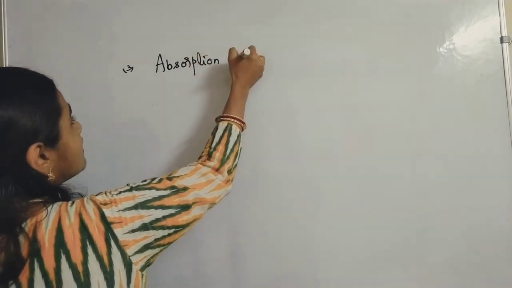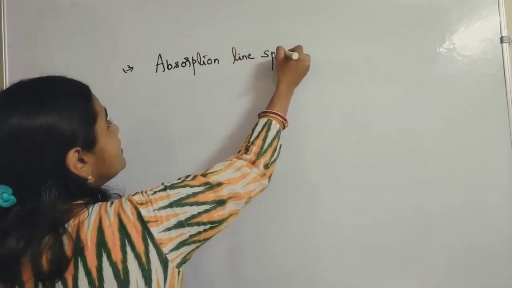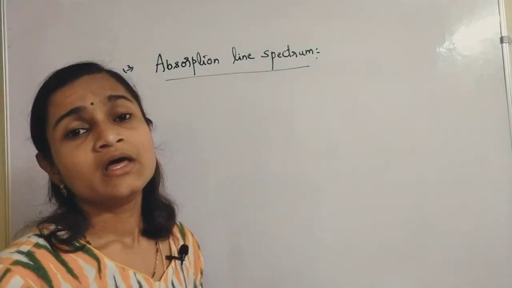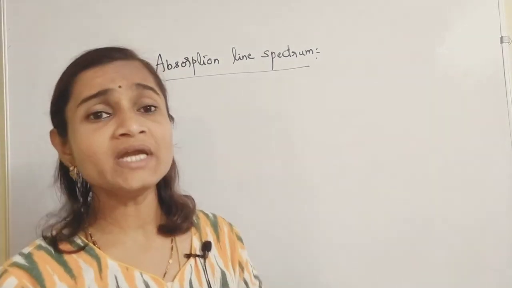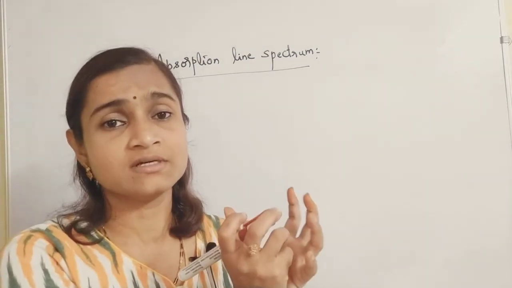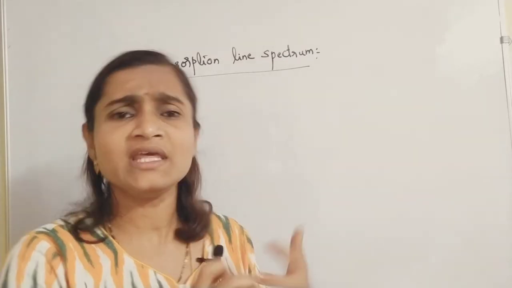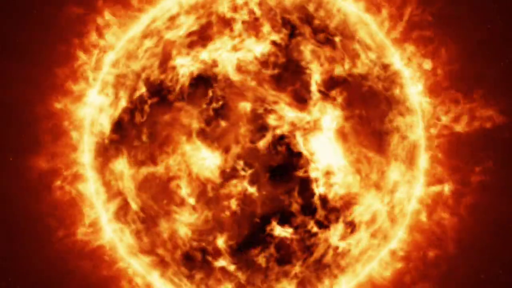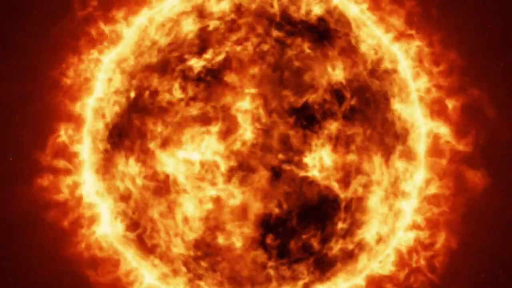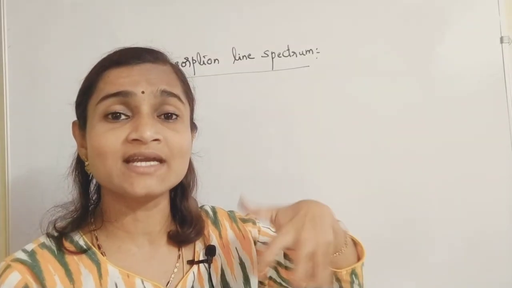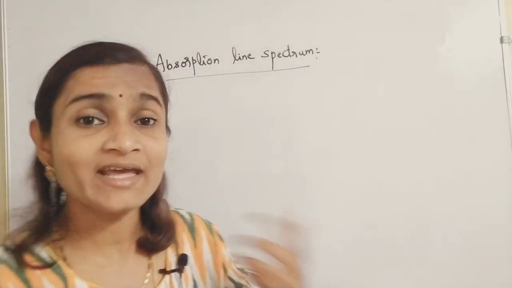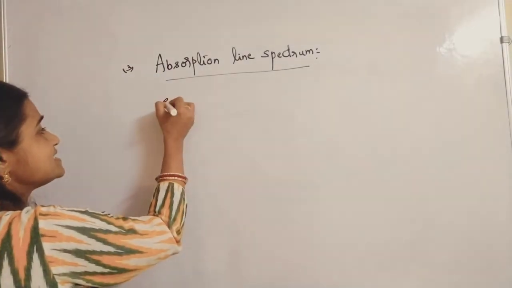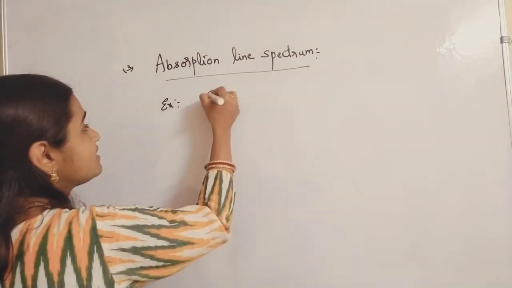Absorption line spectrum. Here we need not have any heated source of light. For this you can take any lighted source, even sunlight. Absorption means you will find whatever wavelengths of light are being absorbed, and you will get an absorption line spectrum. The best example for the absorption line spectrum is sunlight.